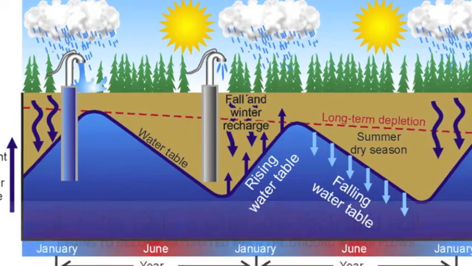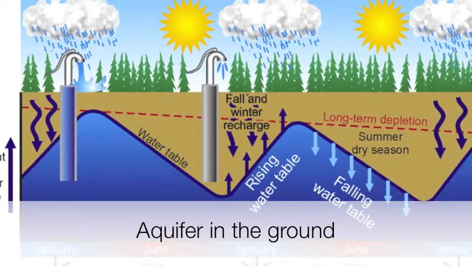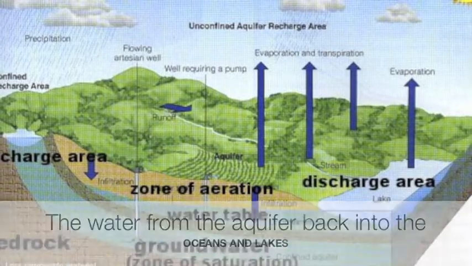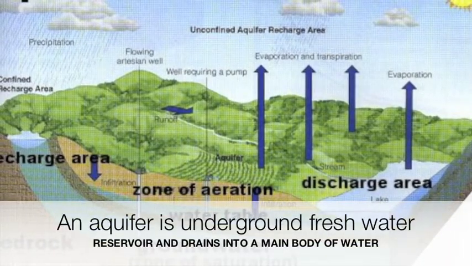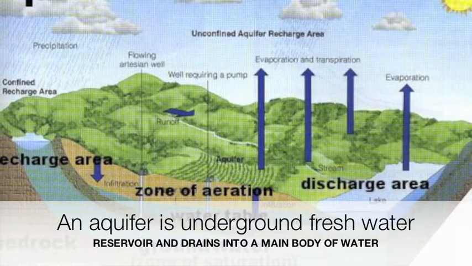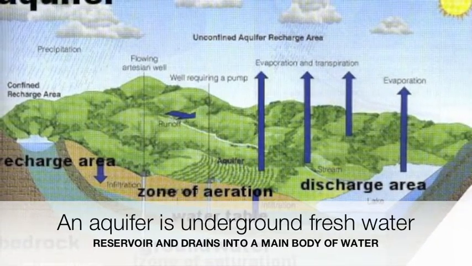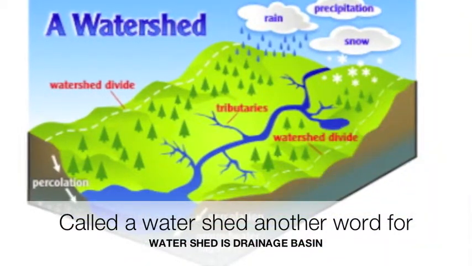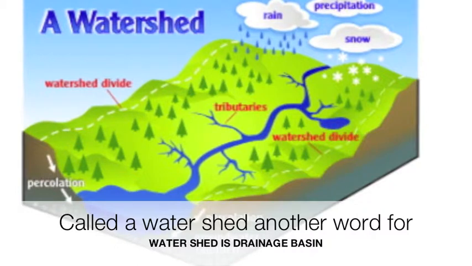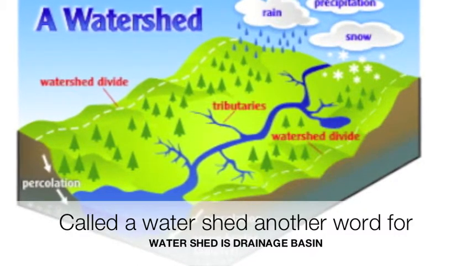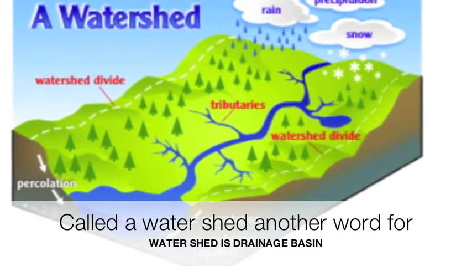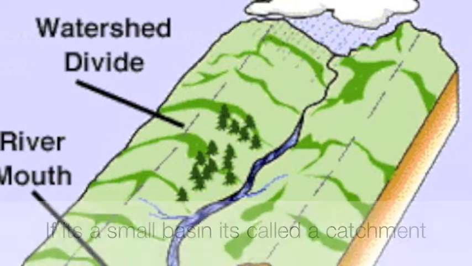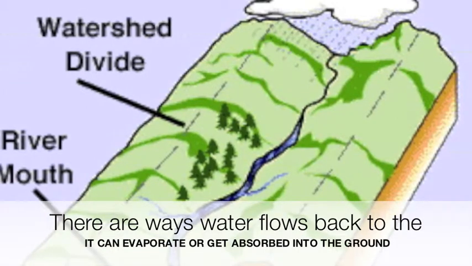When the groundwater flows down, it reaches an aquifer in the ground. The water from the aquifer finds its way into the oceans and lakes. The aquifer is an underground freshwater reservoir and drains into a main body of water called a watershed. Another word for a watershed is a drainage basin. If it's a small basin, it's called a catchment.